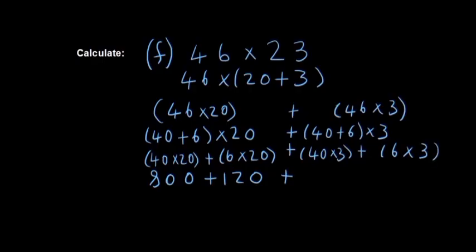So next we'll multiply the 40 by 3 to get 120. Then we'll multiply the 6 by 3 to get 18. So now all we have to do is to add everything, and this should be 1058. So this is the final answer.